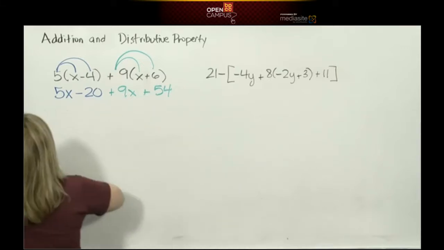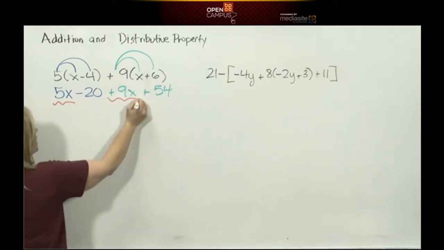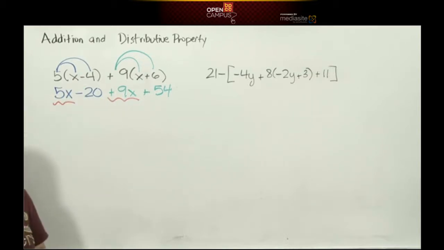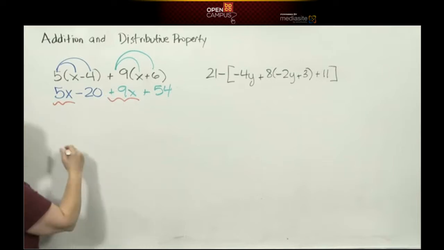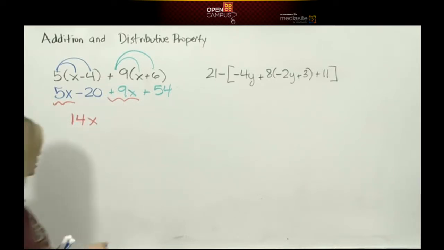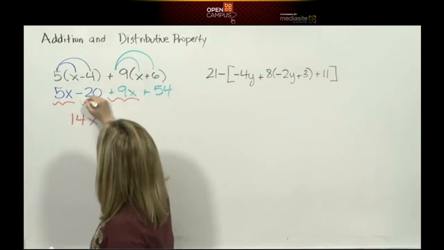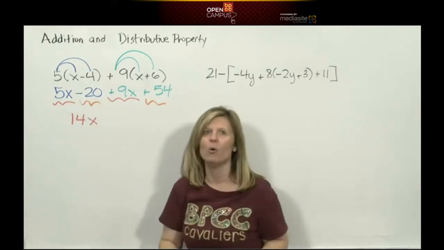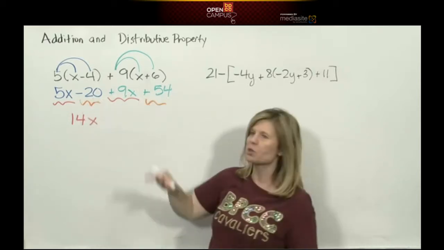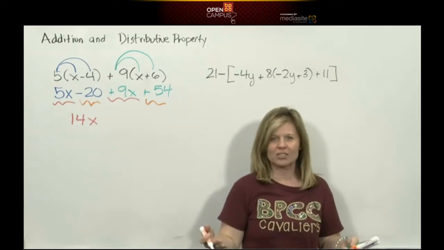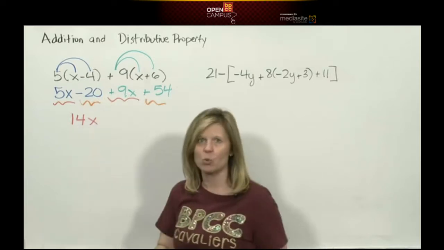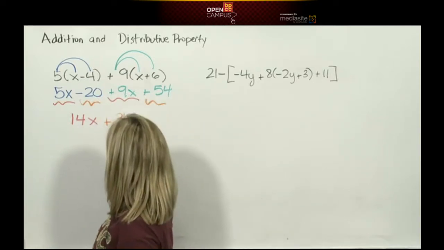So if you look, 5x is just like a 9x. 5x is positive, 9x is positive, which means we would add. 5 plus 9 is 14, so this would be 14x. Then we have our constants, a negative 20 and a positive 54. So we'll put our constants together. This term is negative, this term is positive, so we're not really adding, we're subtracting and putting the sign of the larger. So 54 minus 20 would be positive 34.